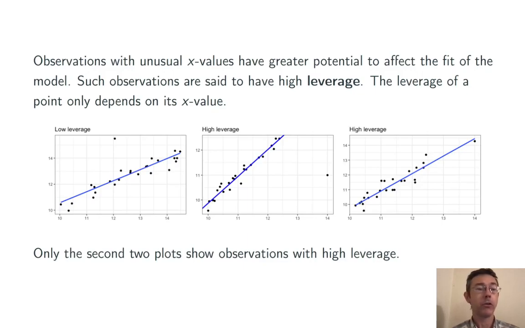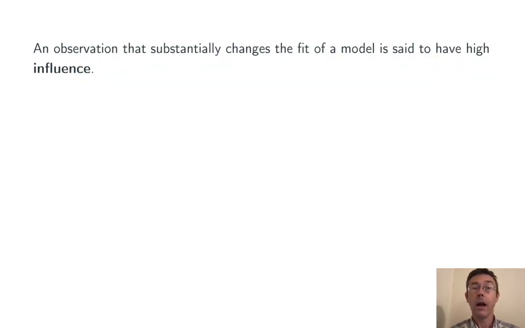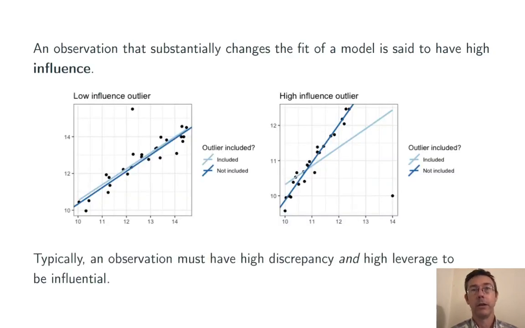The first plot shows an outlier with low leverage. Although it is an outlier, its x value, its explanatory variable's value, is very much in line with the other values in the data set. An observation that substantially changes the fit of a model is said to have high influence. So let's look at those two outliers from the first plots, again, from the perspective of influence.